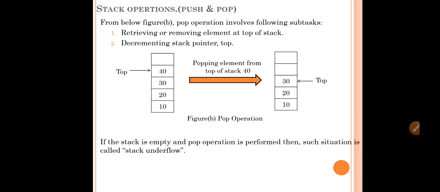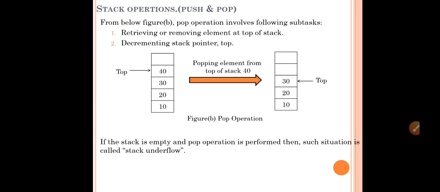So next is the pop operation. The pop operation involves the following subtasks: retrieving or removing the element at the top of the stack, and decrementing the stack pointer, that is top. So now our stack contains 4 elements, 40, 30, 20 and 10. The top of the stack element is 40 now, and the top pointer is pointing to the top of the stack, that is 40. If I do the pop operation, the last element will be removed first. So now the element 40 will be popped out.